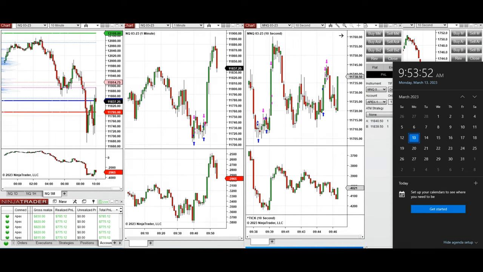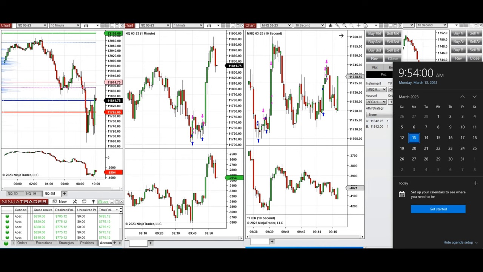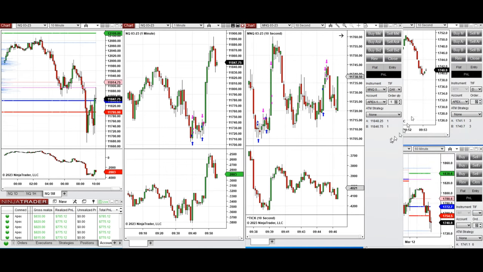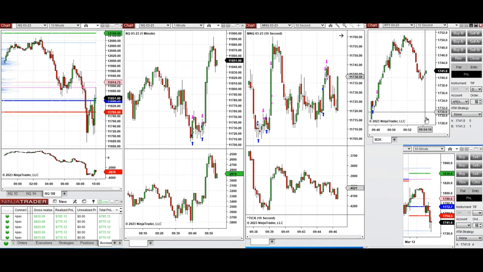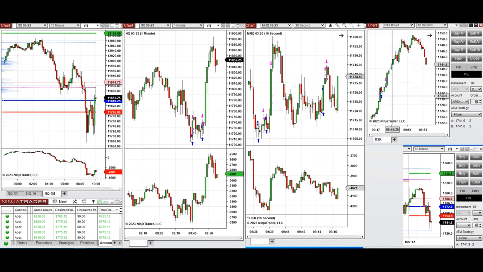Hello everyone, I'd like to share with you a few trades that I have taken at the beginning of the New York market session on Monday, 13th of March 2023. These trades were taken on E-minis, Nasdaq and Russell in the form of E-mini and micro futures. And you can see here the trades that I have taken, entries and exits.